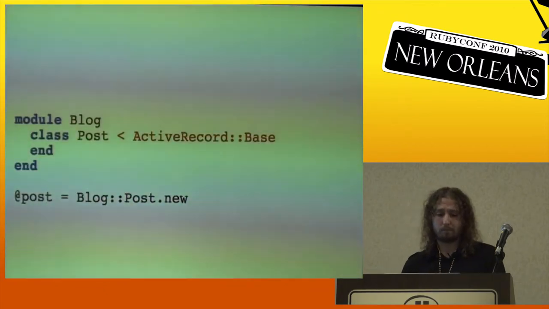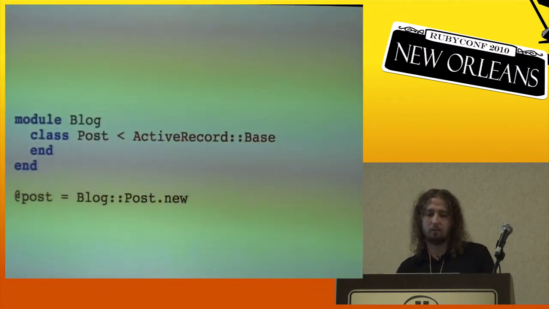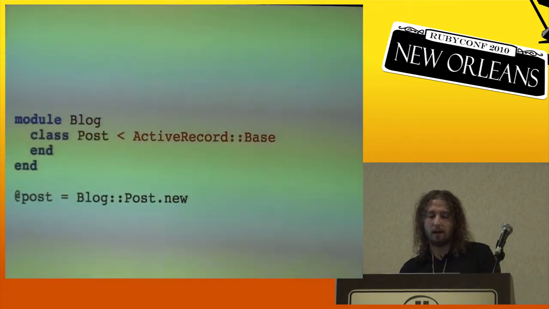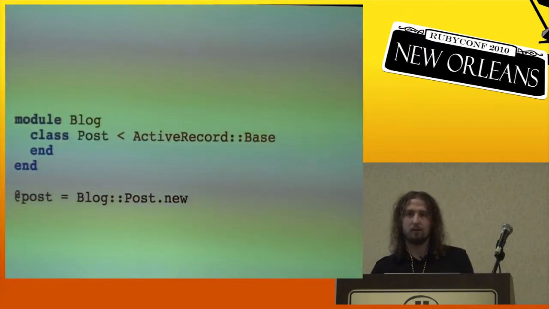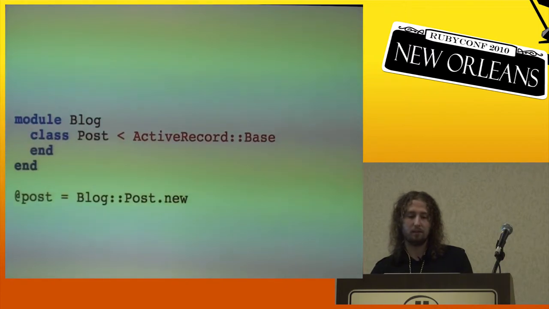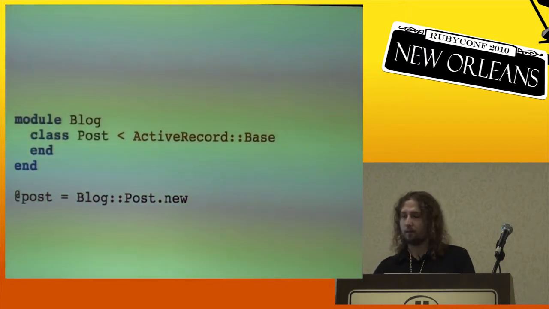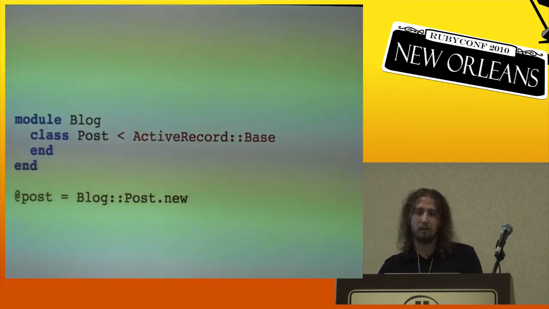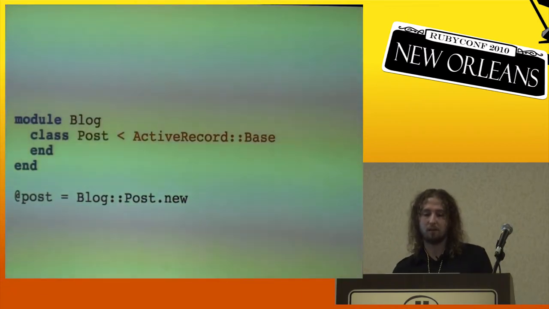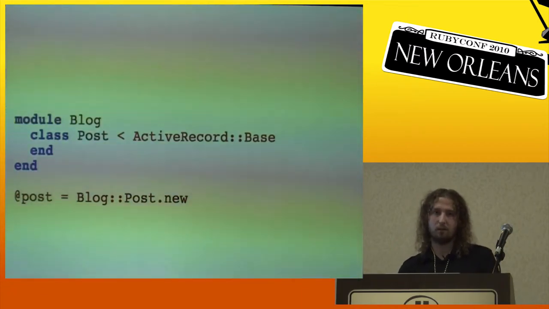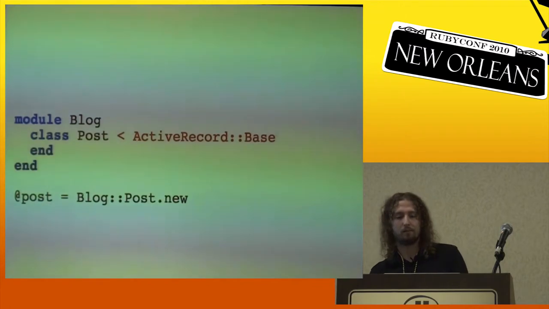So here we have the blog post model, and we know that this instance variable post is from the blog engine. We can check it and we can do further things with it.